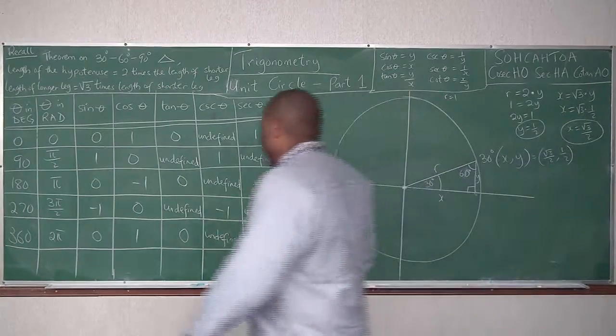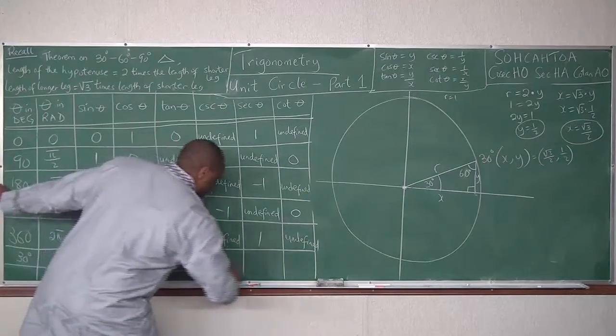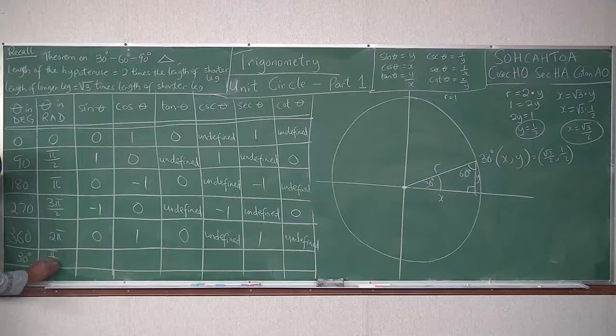So if we come here, folks, and put 30 degrees, what are we going to have? 30 degrees is what now? What will it be in radians? This is pi over 6. And you ask me, Mr. C, how do you get this?